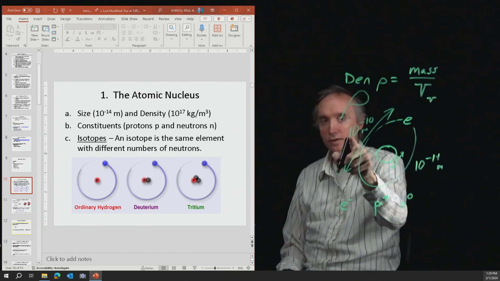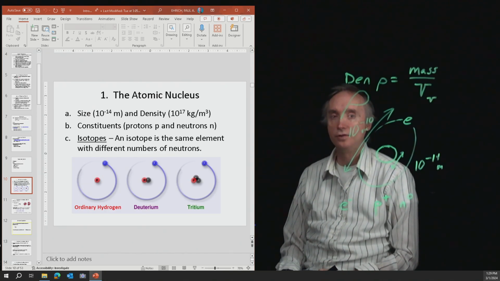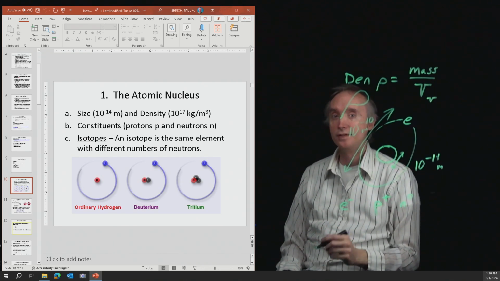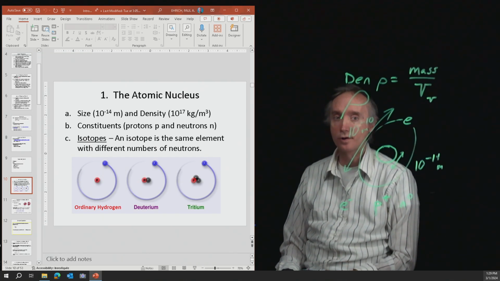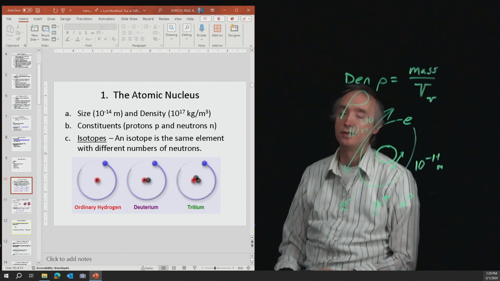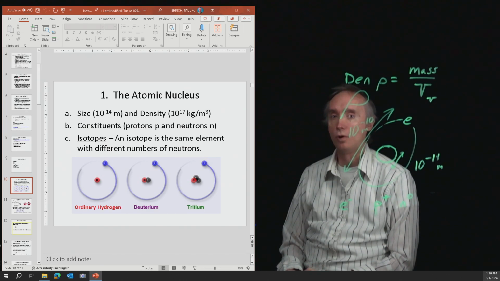So you can see the density of the nucleus is 10 to the 17th power, and the density of ordinary water is 10 to the 3. So you can see that the density of a nucleus is much greater than the density of water.